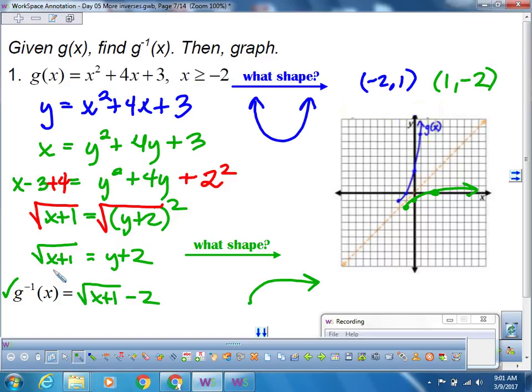Well, I know, right? I can do it a few different ways, Trinity. You should know how to graph that, right? Yes. You should know how to graph this, right? This is a horizontal shift to the left one, and this is a vertical shift down 2.